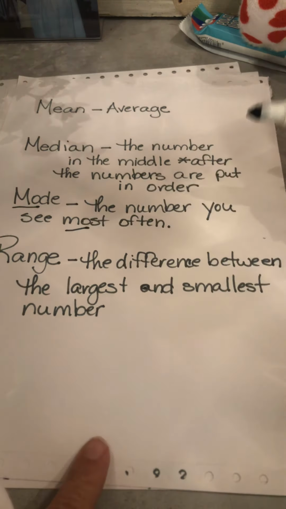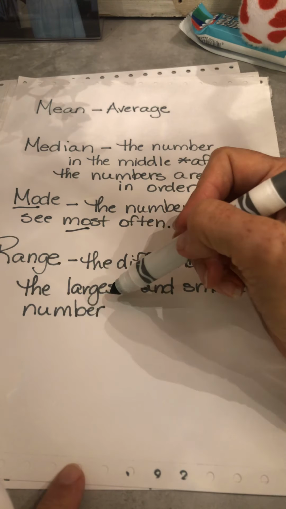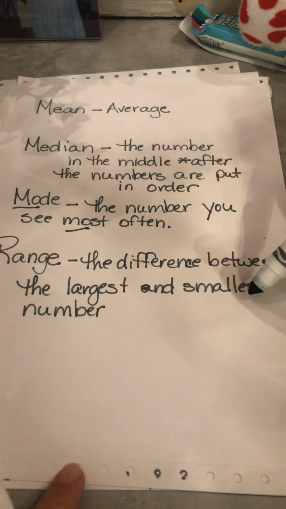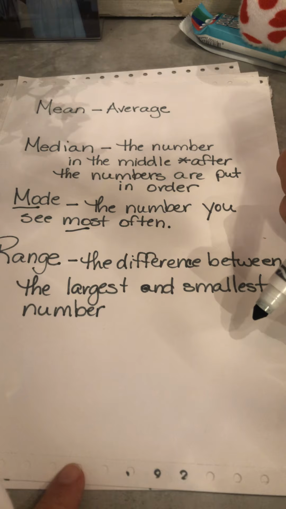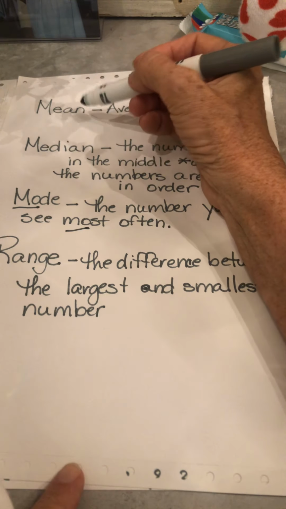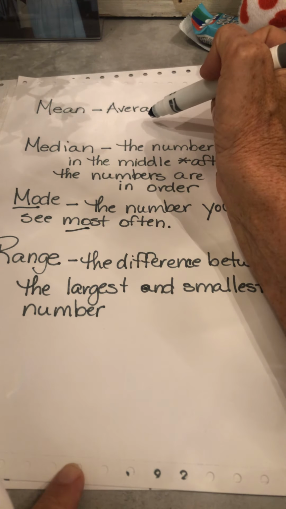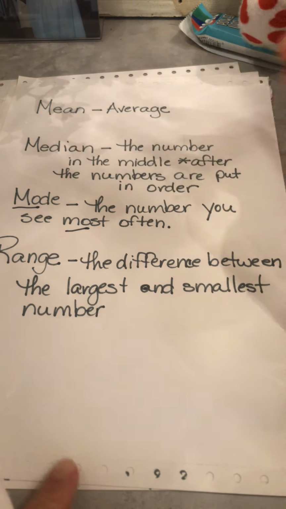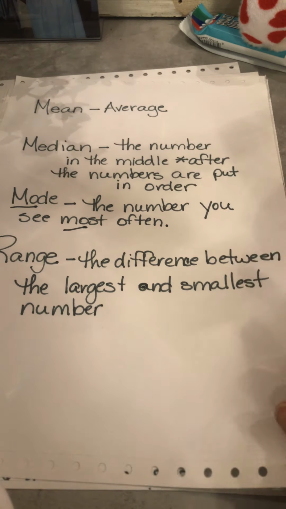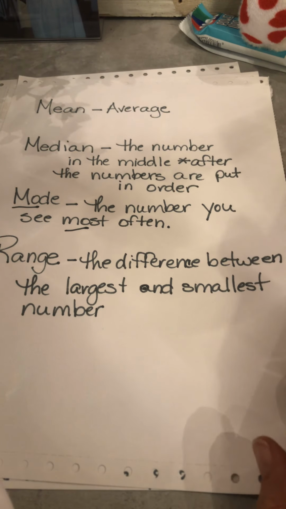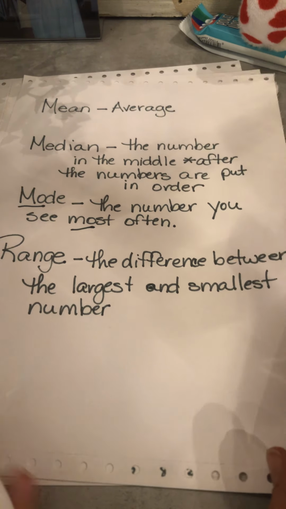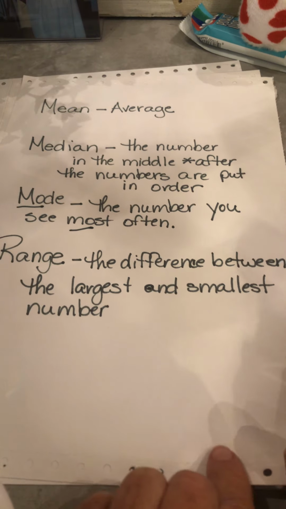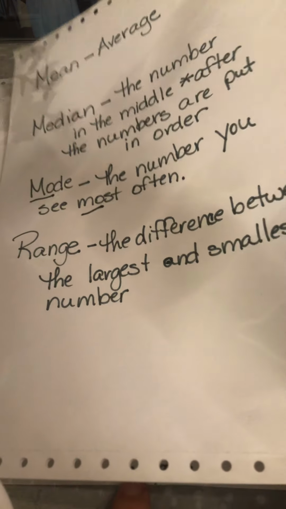Range, to me, is the easiest one. You figure out what the biggest number is, you figure out what the smallest number is, and you subtract. So mean, remember your teachers are mean, that's averages. Median is the number in the middle, and think about that. When you're driving down the road, what's that in the middle of the road? It's called a median. Mode, the number you see most often, and range, the difference between the largest and the smallest.